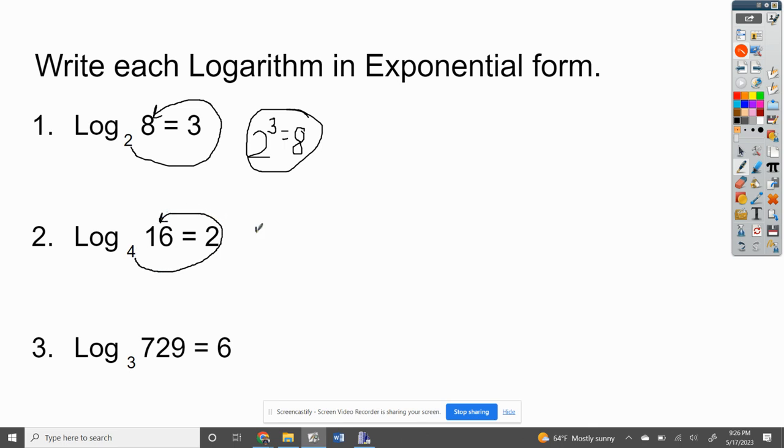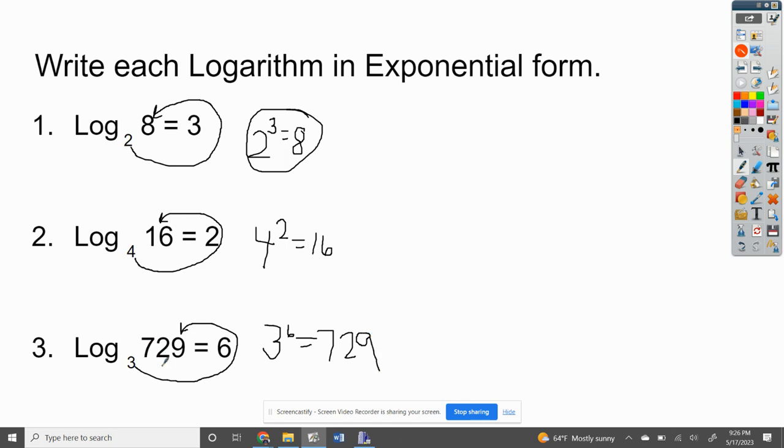So we get 4 to the power of 2 is equal to 16. And that is also true. 4 squared is 16. All right, and then the last one, 3 to the power of 6 is equal to 729.